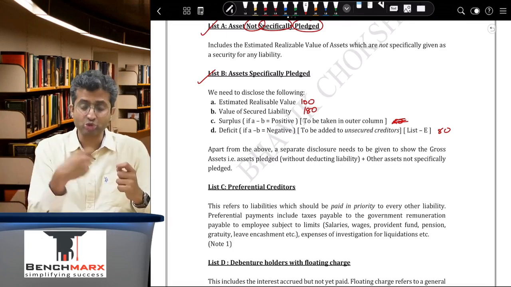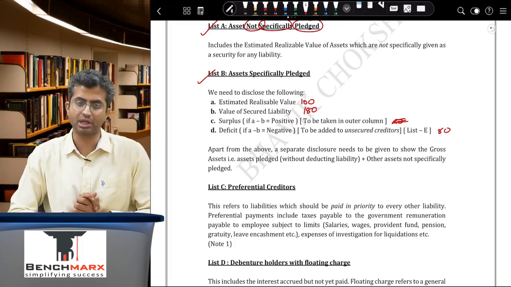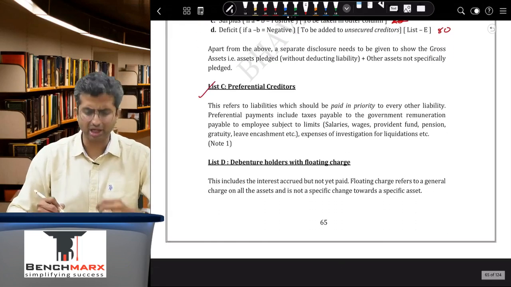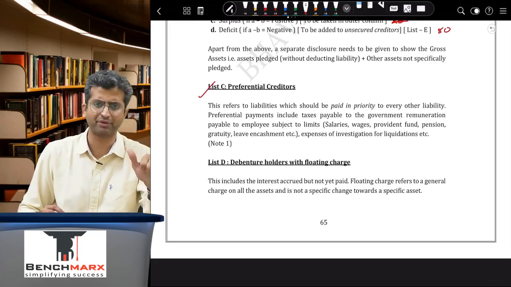So if the company has to pay off, everyone has to stand in line, and these will get the place first in the line. So these are preferential. Over here we will study in a little more detail about these individual items, but nevertheless this is preferential creditors.